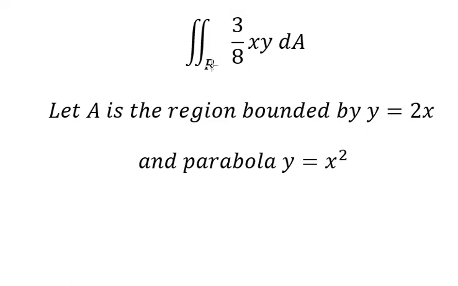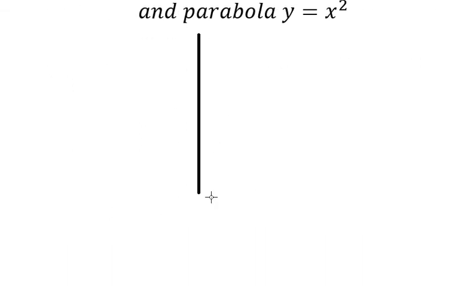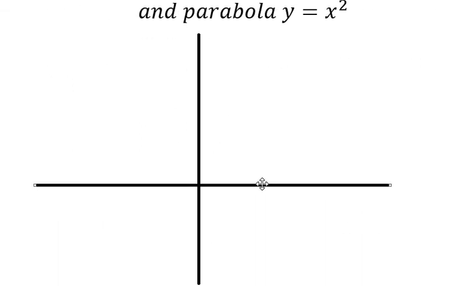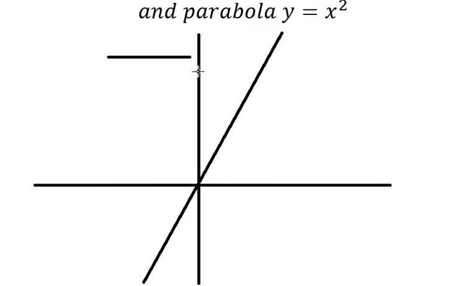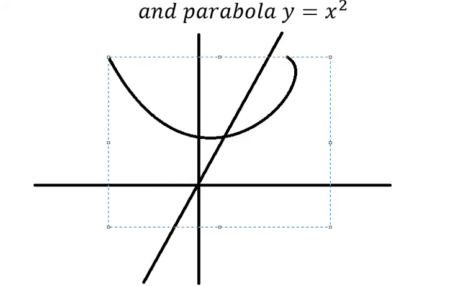We know that this one is about the region bounded by y equals 2x and the parabola y equals x squared. First, we need to graph this one and this one. This one in here is y equals 2x. And this one in here is y equals x squared.